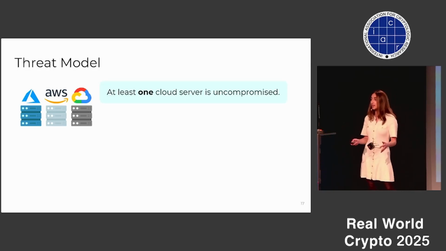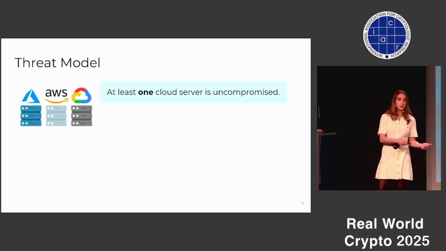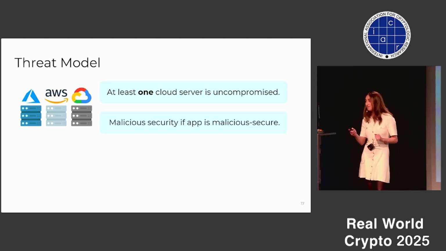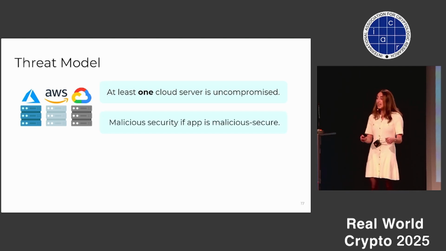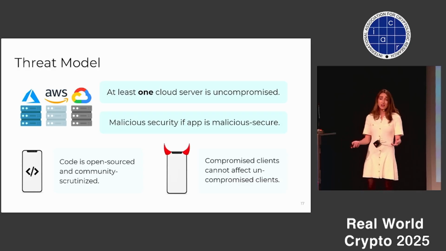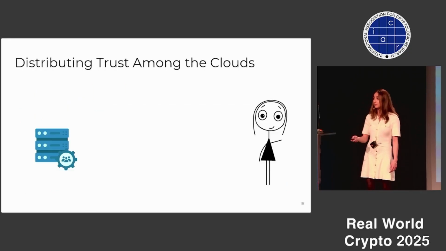A key assumption of our work is that at least one cloud server is uncompromised. We would hope that AWS, Azure, and GCP don't all get attacked by the very same attacker at the very same time. Also, we have malicious security if the application that's deployed on top of Flock is also malicious secure. We assume that client code is trusted because we assume that code is open source and therefore community scrutinized. And a nice property of our model is that compromised clients cannot affect uncompromised clients.